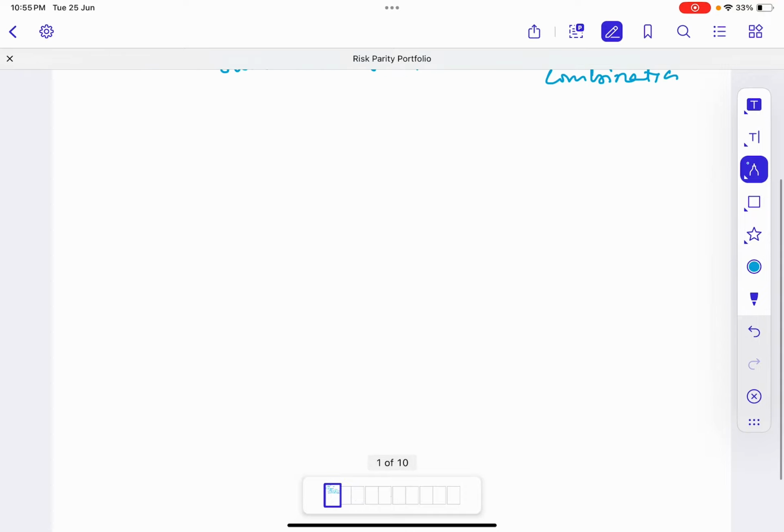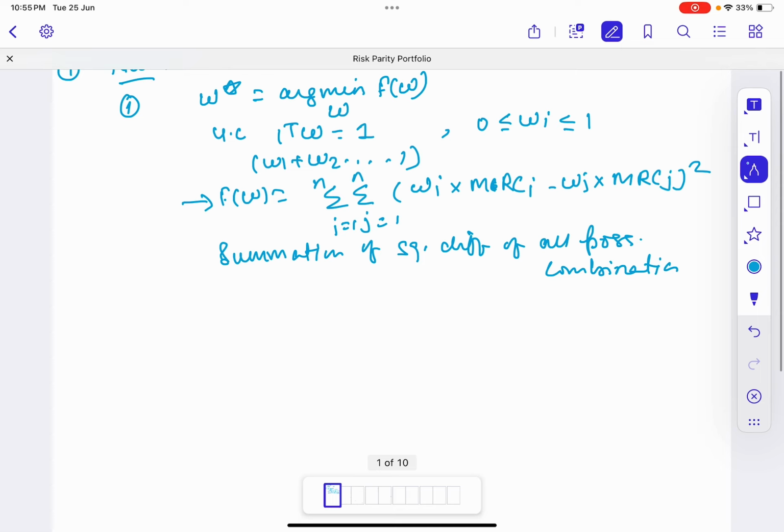This is one of the problems. You can solve this numerical optimization problem, and the weight that you get will be the weight of a risk parity portfolio.